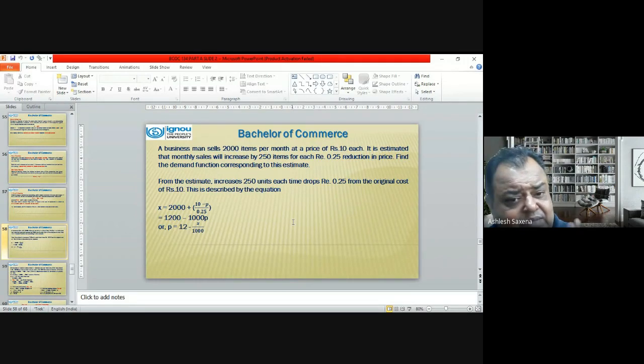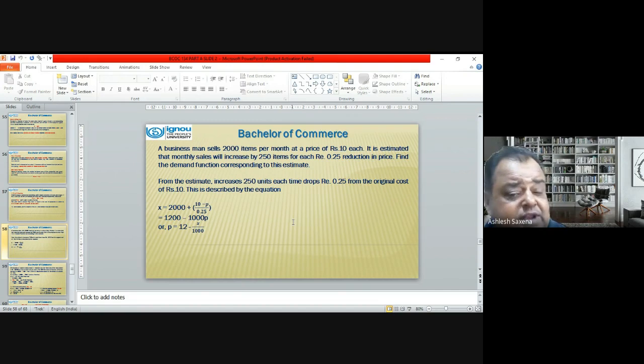We have number of units 2000. We have a price of rupees 10. Now the thing is that it is estimated that sales increase by 250 items for each rupees 0.25 reduction in price. Now the question is how to derive an equation for it. We have an increase of 250 units each time, with drops of 0.25 from the original cost of rupees 10.